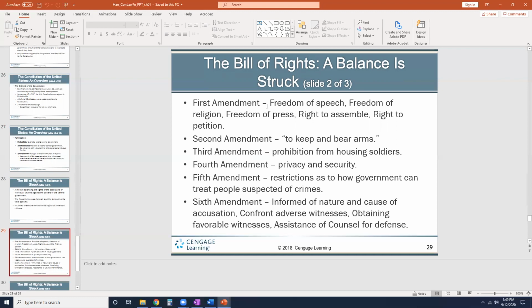The Second Amendment deals with the right to keep and bear arms. We're talking about guns. The Third Amendment prohibits the federal government from forcing soldiers to stay in your house. And this was something that actually was commonly done by the British before the Revolutionary War. The Fourth Amendment guarantees your right to not have the government randomly search your house or your person without a warrant, unless there's special exceptions.